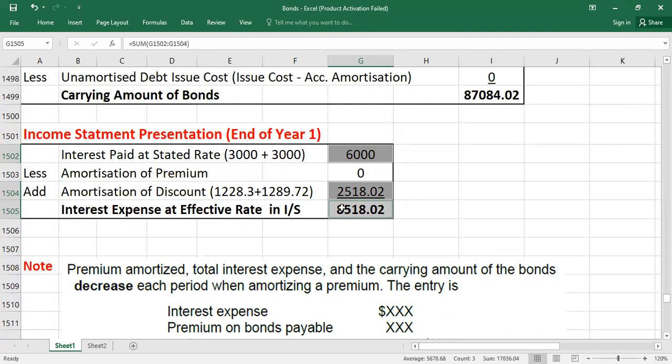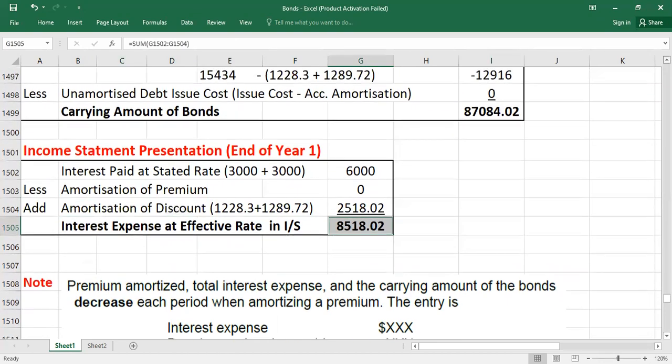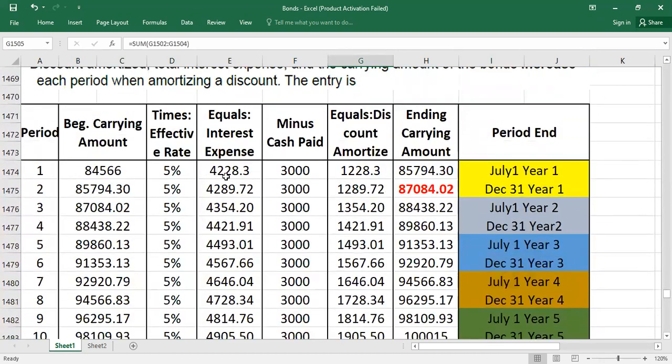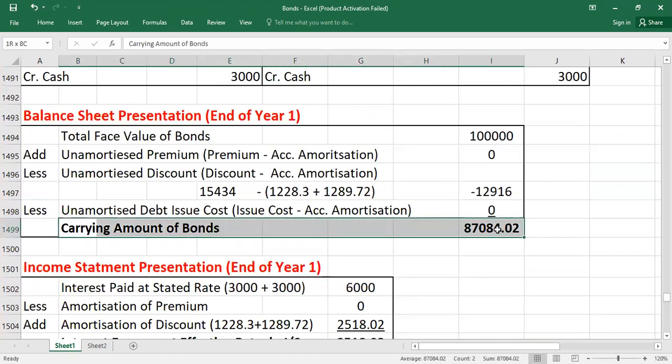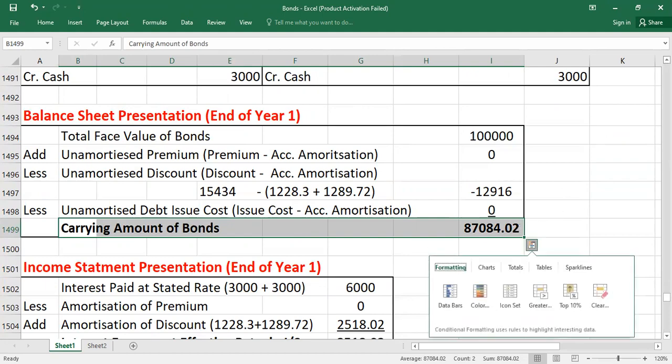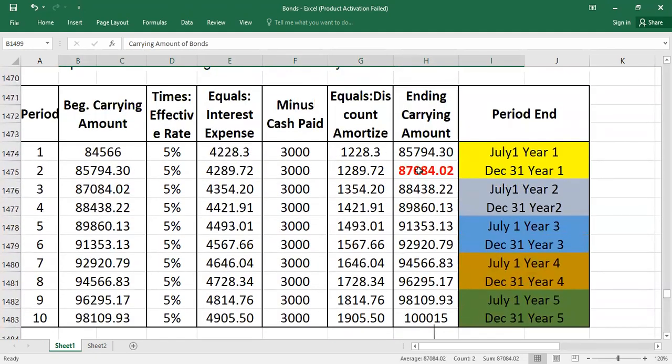Let me show you what interest expense at effective rate means. 8,518 dollars in the first year is the interest expense. Look here, this is the interest expense column. If you make the summation of these two, it will be 8,518 dollars point zero five. It's the same. Now you can also match the carrying value we calculated at the end of the first year, 87,084.02 dollars. You can see it is the same value at the end of the first year here also.